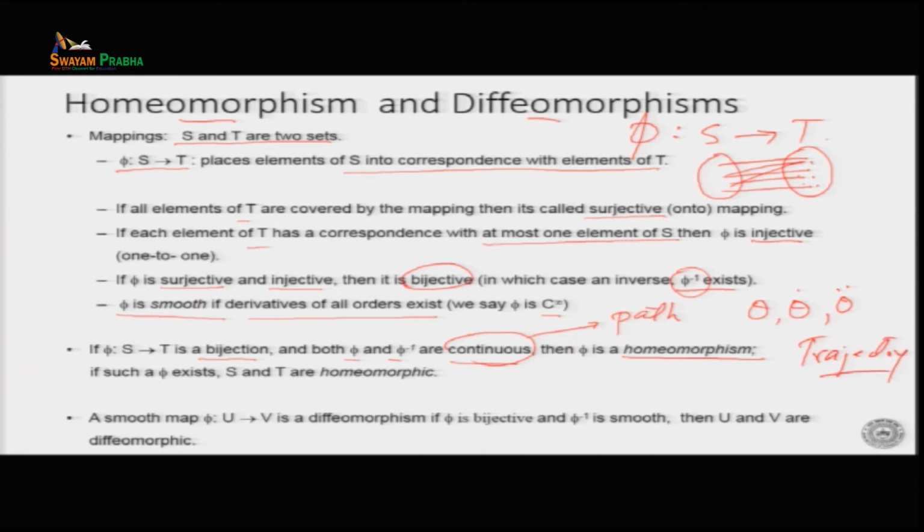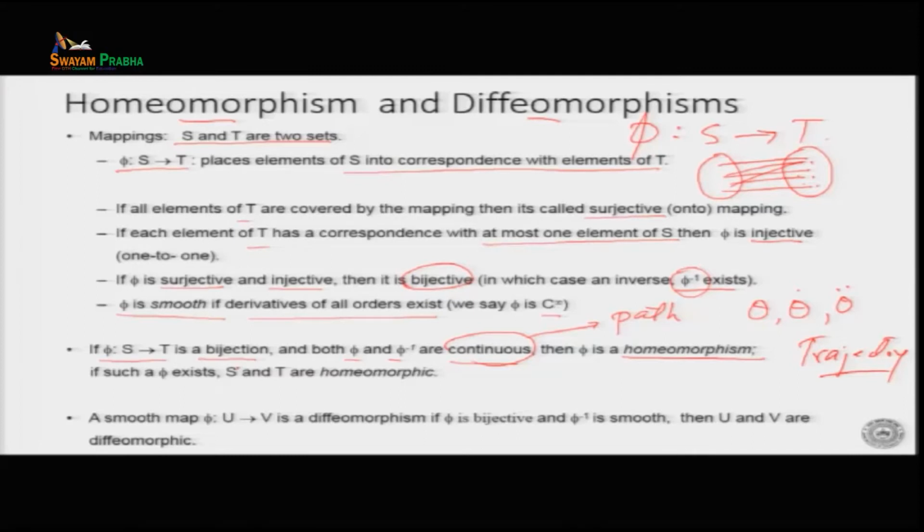Okay. So, if it is not continuous, you will not be able to get the first derivative, second derivative, and hence you will not be able to form the trajectory of the actuator. Okay. So, now we said that if phi from S to T is a bijection and both phi and phi inverse are continuous, then this is called a homeomorphism. Okay. And if such a phi exists, then S and T are homeomorphic.